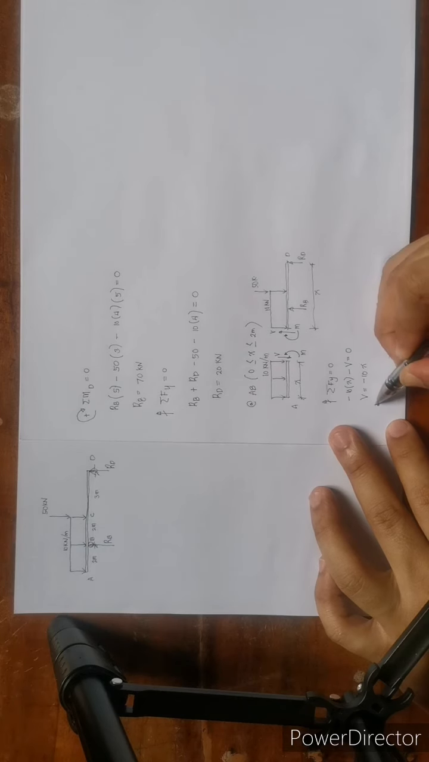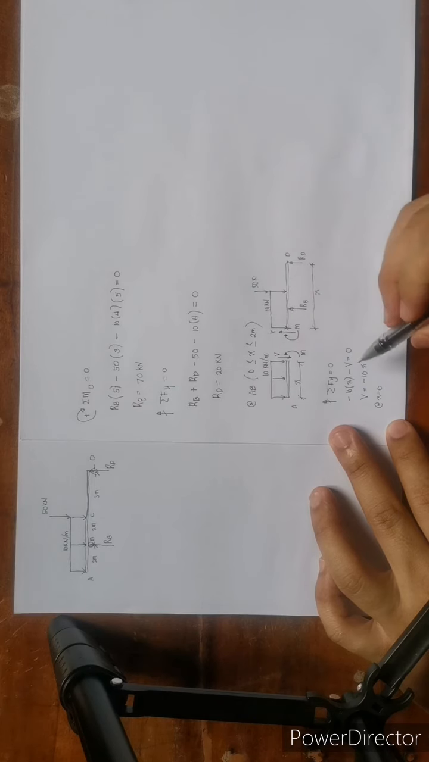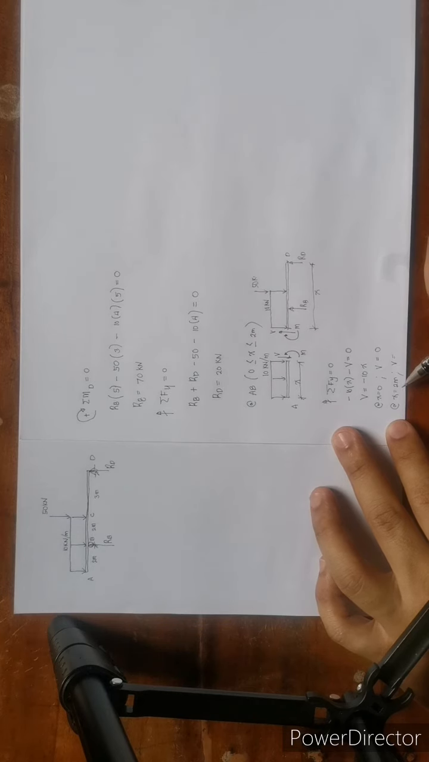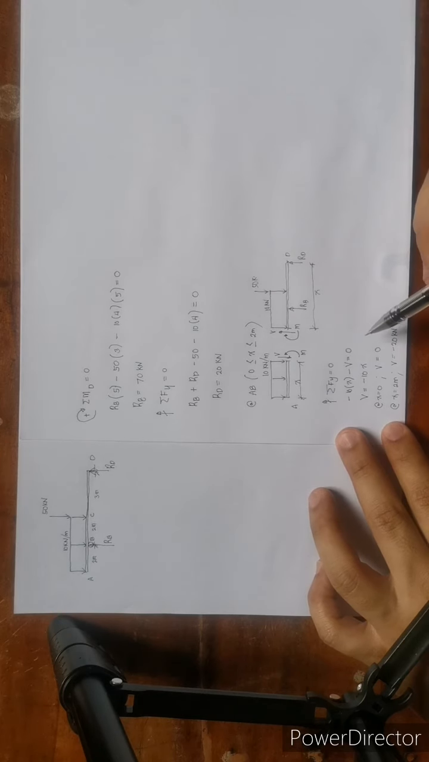Wherein, at x equivalent to 0, bakit 0? Yun po yung span ng AB natin. So, kung yung x daw ay 0, ano yung magiging V natin? Substitute lang po natin. V equivalent to negative 10 times 0, that is 0. And then, at x equivalent to 2 meters, again, substitute lang natin yung x as 2 meters. So, negative 10 times 2, that is negative 20 kilonewtons. Okay, so we already have the shear equations and its values.